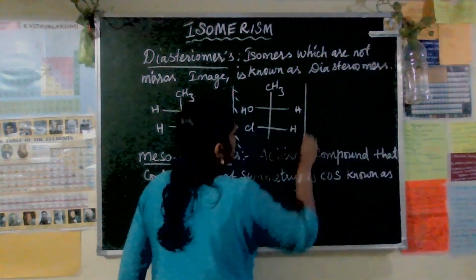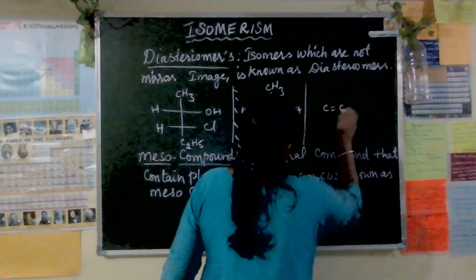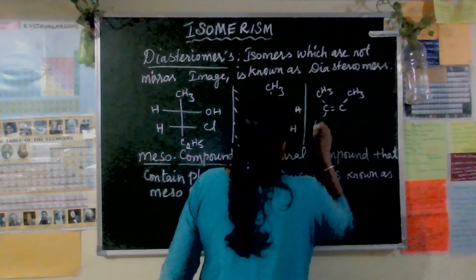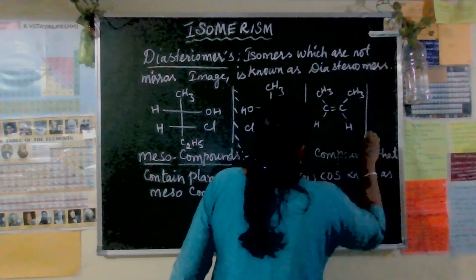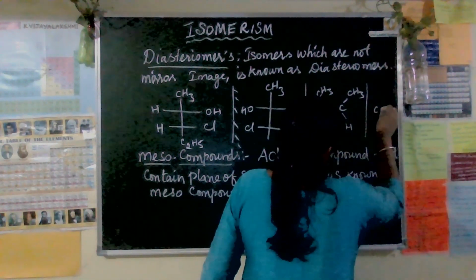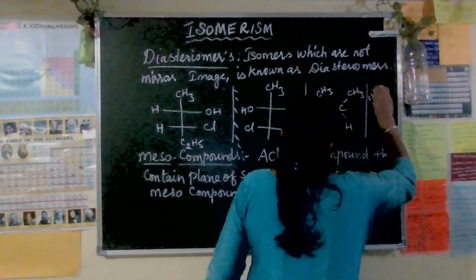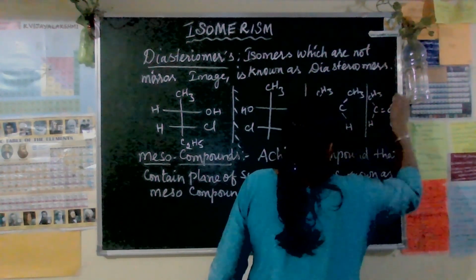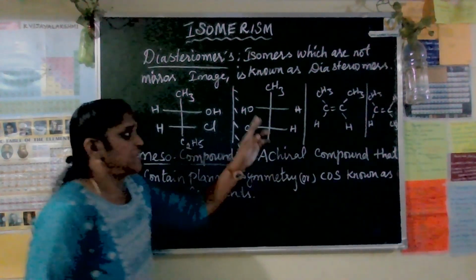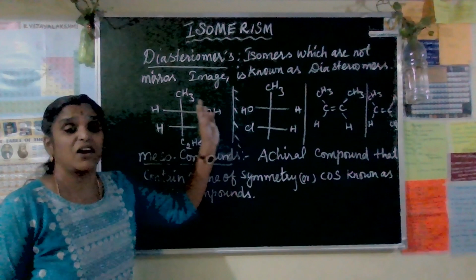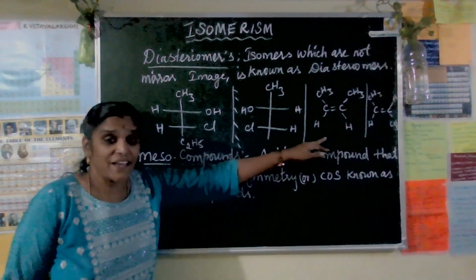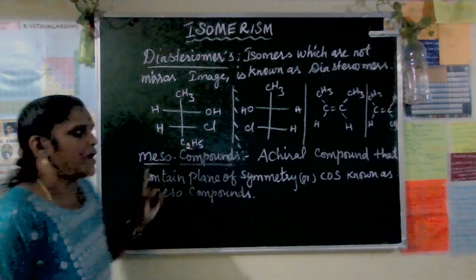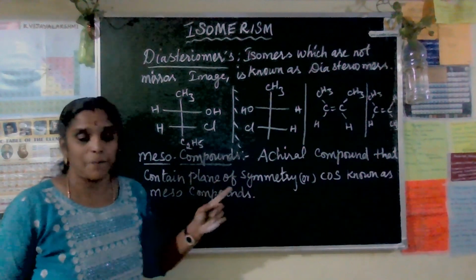One more example also we can give. C double bond C, here CH3, and here CH3, here H, here H. On the opposite side, C double bond C, here CH3, here CH3, and here hydrogen, here hydrogen. Okay, so these are all diastereomers. They are not mirror images. Do you think this is cis and trans? Yes, it may be, it is possible. Now come to this, because everything is related to the others.